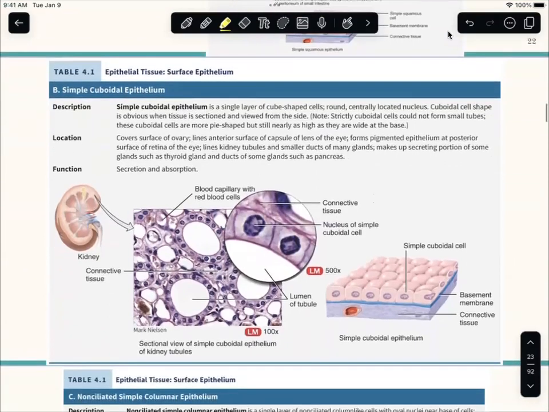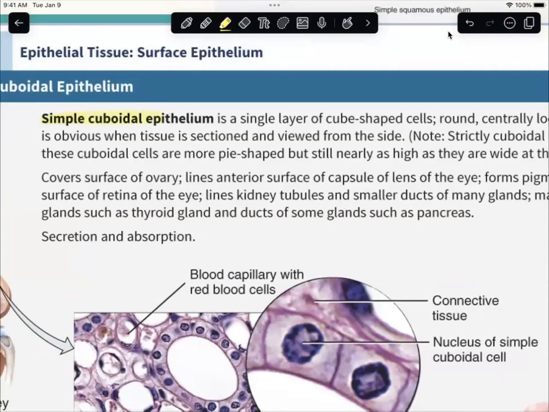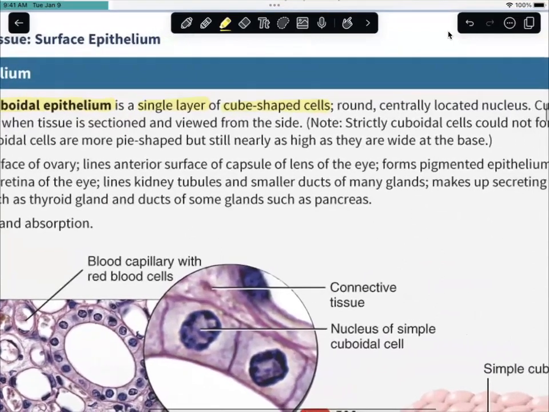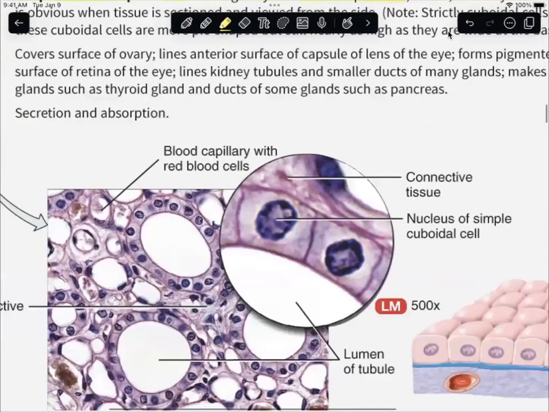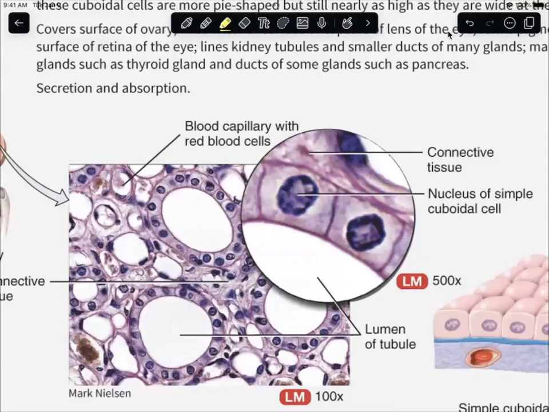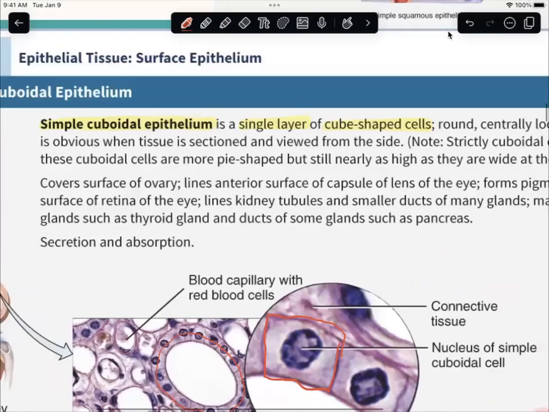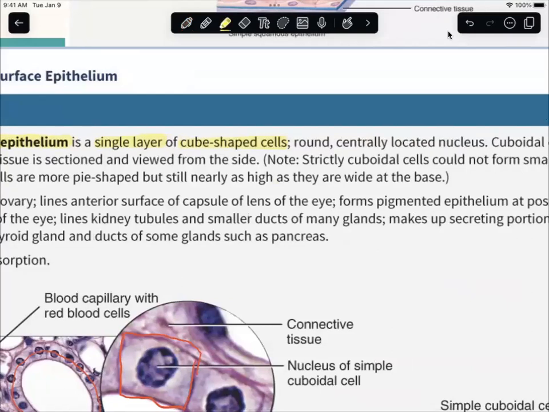Next one. So I can enlarge it here. Simple cuboidal epithelium. Simple, that single layer. Cuboidal, so we have cube-shaped cells. If we look at this picture, you can kind of notice all of these nuclei, these darker purple within these cells. This entire circle here is made of cuboidal cells, these cube-shaped cells. If you're looking at them from the side, they're going to be kind of more square shaped. They have a pretty large nucleus, and all the nuclei line up as you go around. So the nucleus is centrally located.